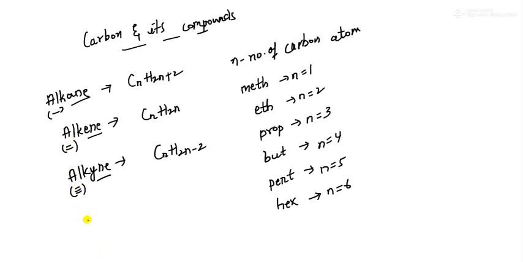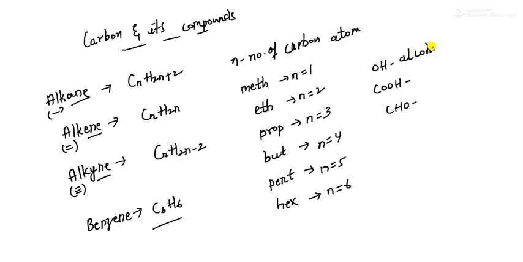And one more important compound is benzene. You have to remember the formula of this, both molecular and structural. It is C6H6. If you remember these things, your carbon and compounds chapter will also become easy. And one more thing is those functional groups: OH, then COOH, then you have CHO. This is for alcohols, this is for carboxylic acid, and this is for aldehyde.